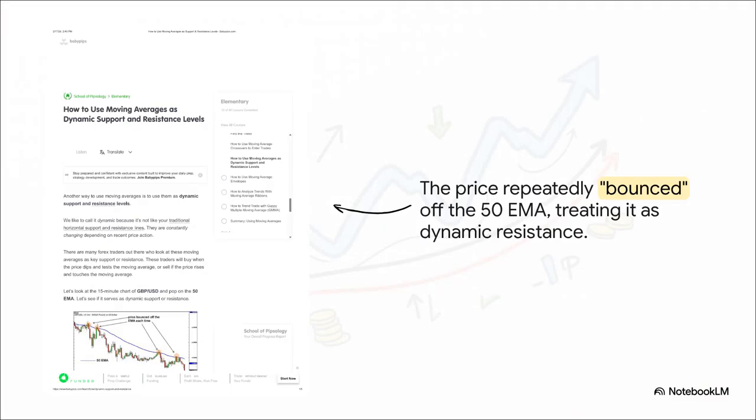All right, check this out. We've got a 15-minute chart here. See that curving blue line? That's the 50 EMA, the 50-period exponential moving average. Now, just watch what happens every time the price rallies up and touches it. Bam, it gets rejected, right? It's like it's hitting an invisible wall. That EMA is acting like a dynamic ceiling, a moving barrier that the price just keeps respecting.